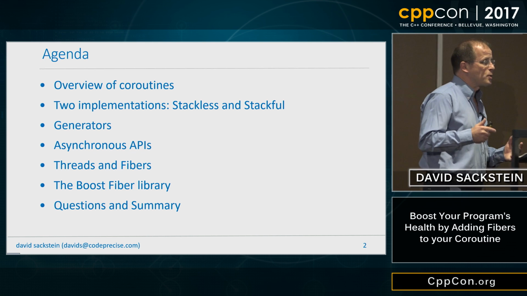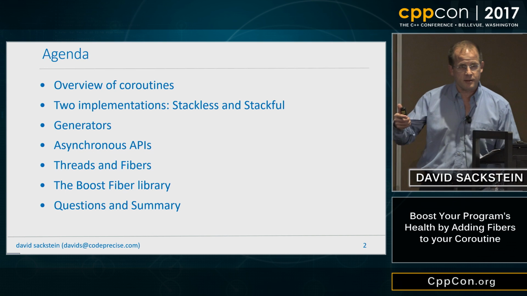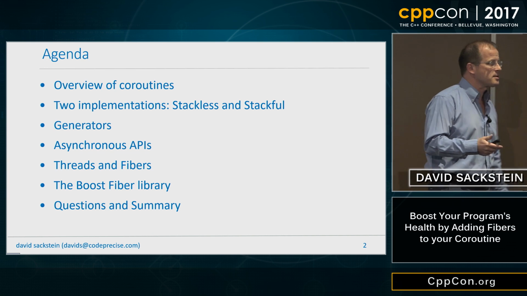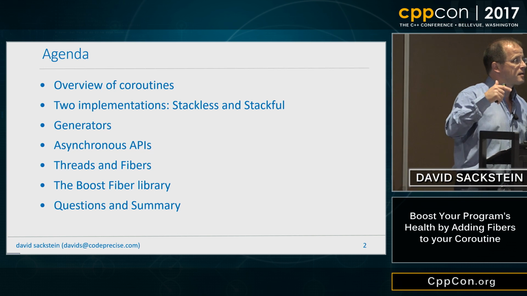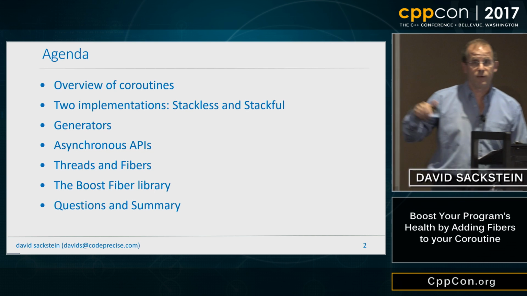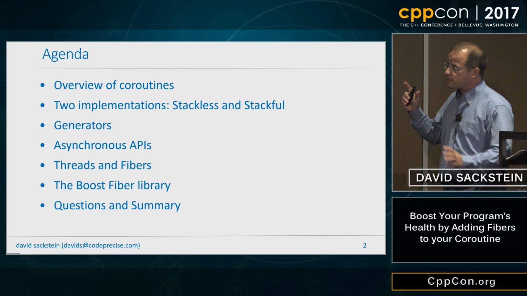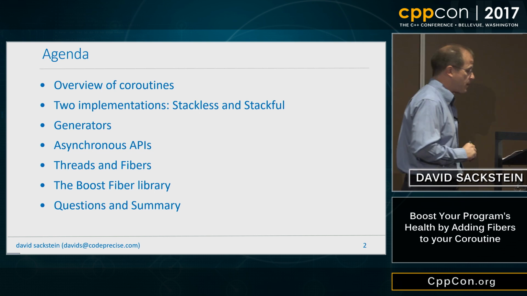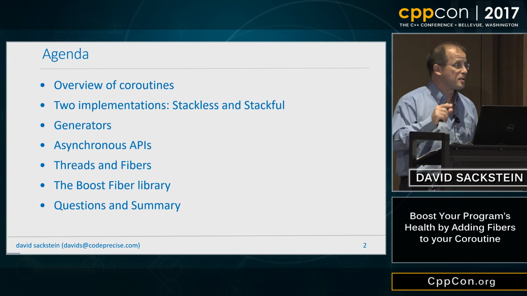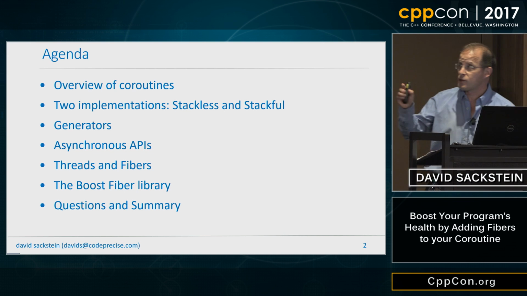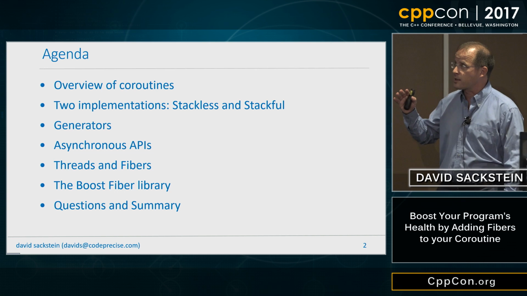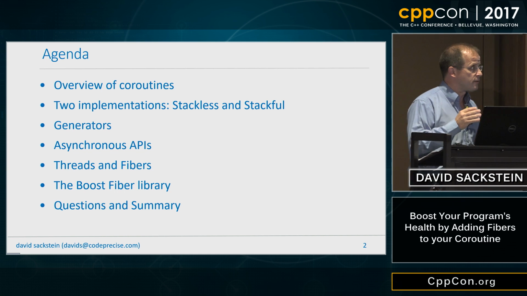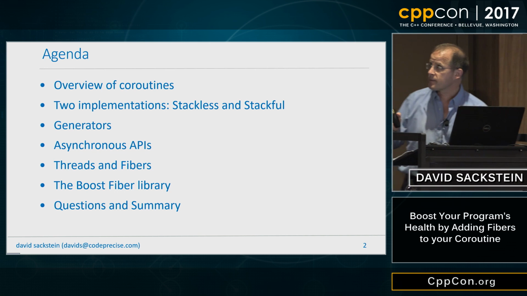The asynchronous APIs will lead us on to talk about threads and how threads are used or should not be used for asynchronous APIs, and then how fibers can help with some of the problems that we have with threads. And then we will talk about the Boost fiber library itself. I'll show you a few examples of how it can be used. As I mentioned in the abstract, it is actually very convenient to use the Boost library because the semantics of many of the objects that you will find there are very similar to those of the std thread APIs.